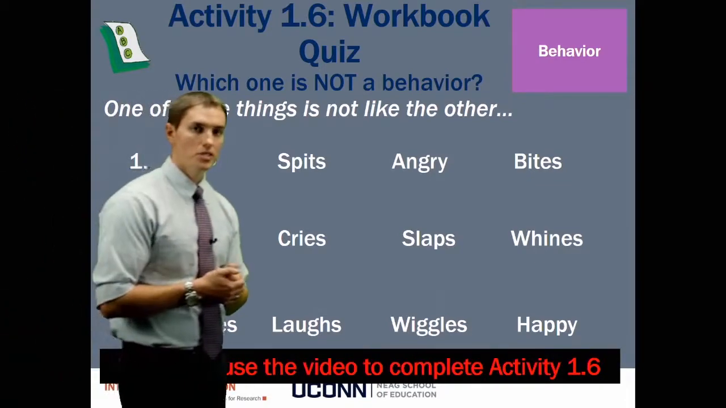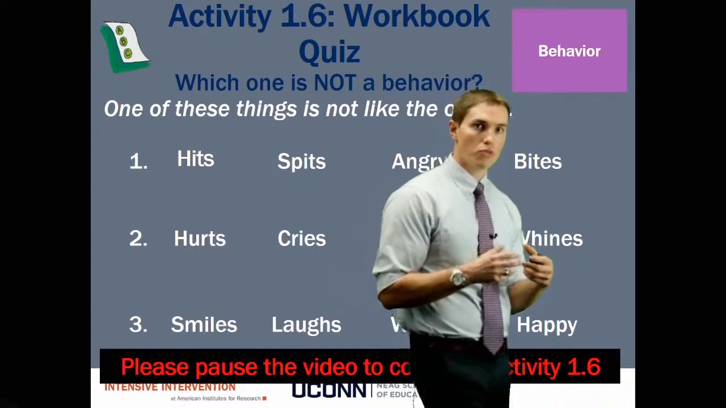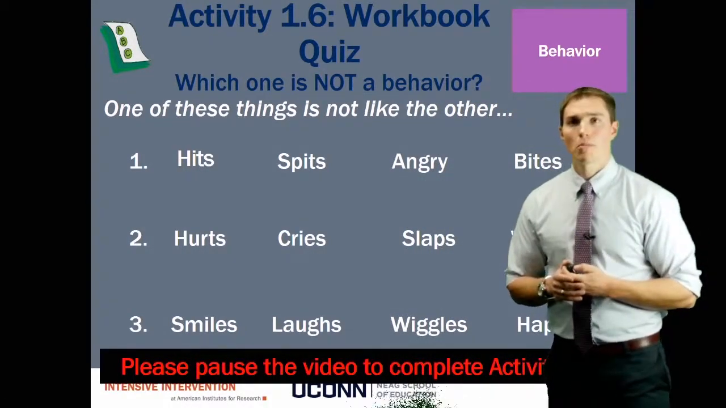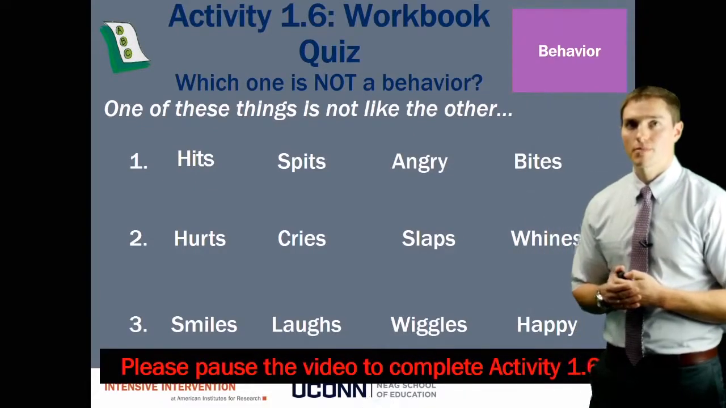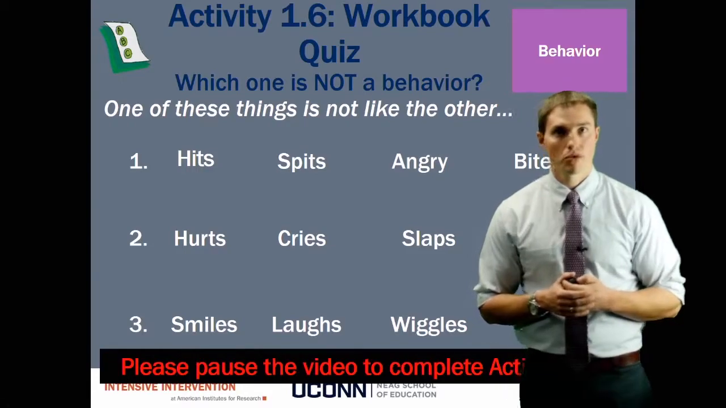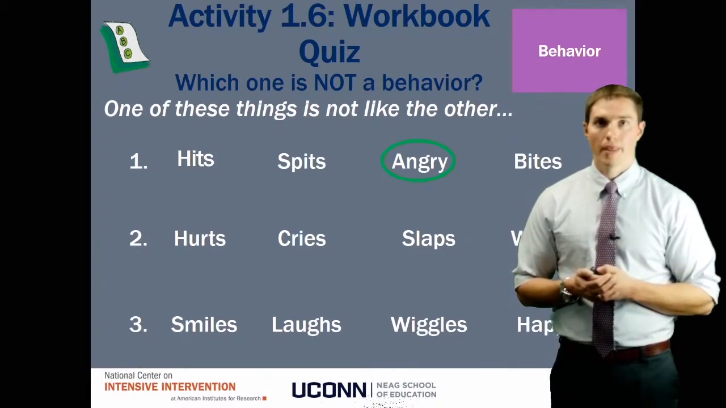Welcome back. At this point, you likely have finished activity 1.6 independently or with those that you're working through this part with. Let's see what you came up with for your answers. Number 1, hits, spits, angry, and bites. Which one of those examples is not an observable and measurable behavior? Answer should have been angry.